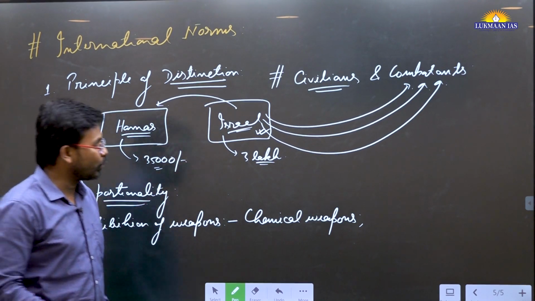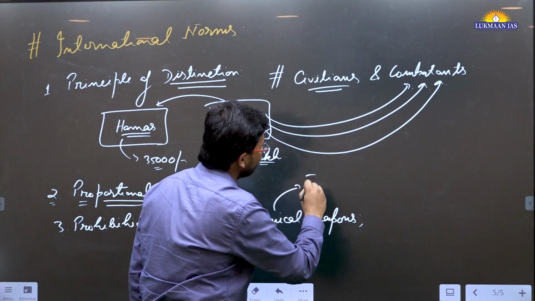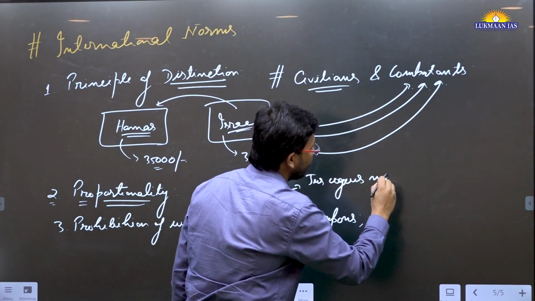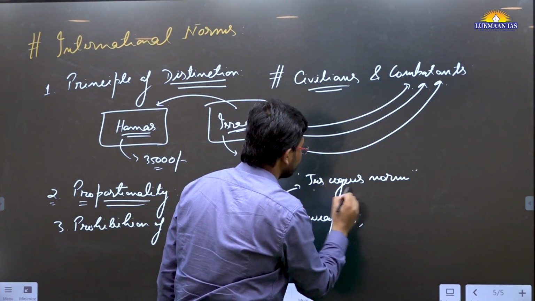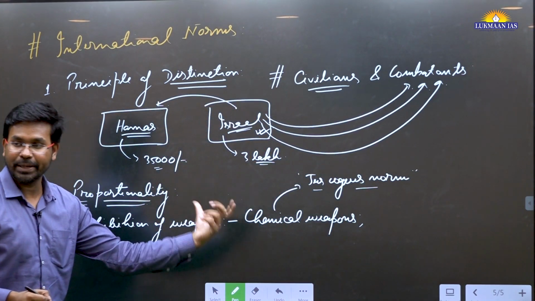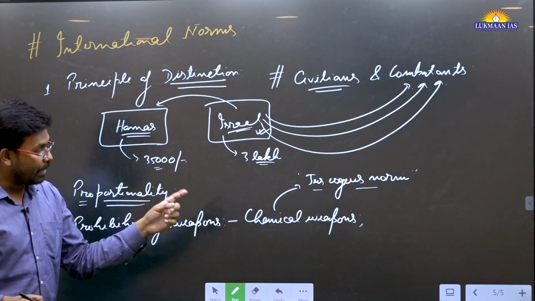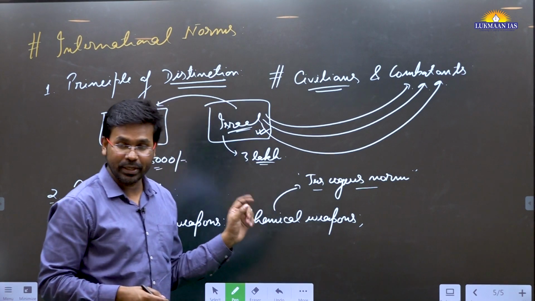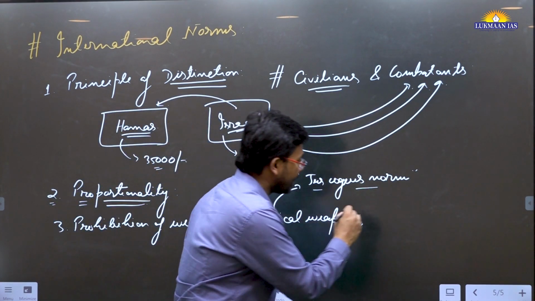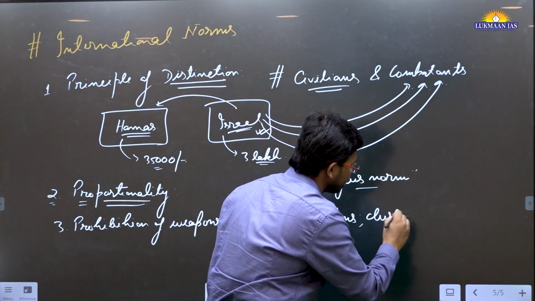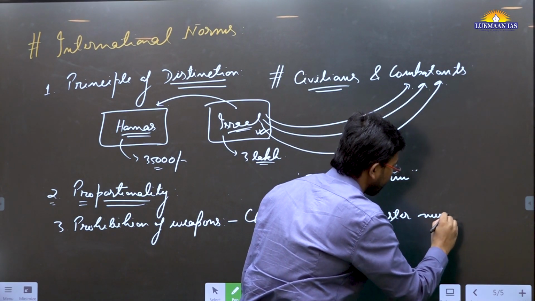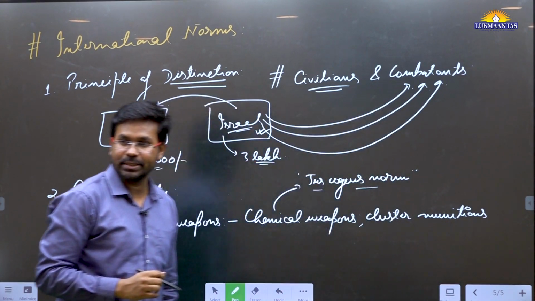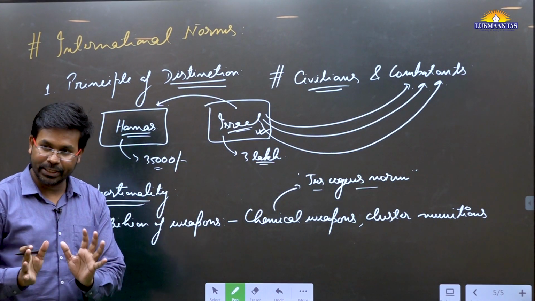It's a part of jus cogens norm. We are going to discuss what we mean by jus cogens norm, but we need to understand that chemical weapons are prohibited. Apart from chemical weapons, what other things are prohibited? For example, you might have heard about cluster munitions. Have you heard about cluster munitions? There is a Cluster Munitions Convention also.